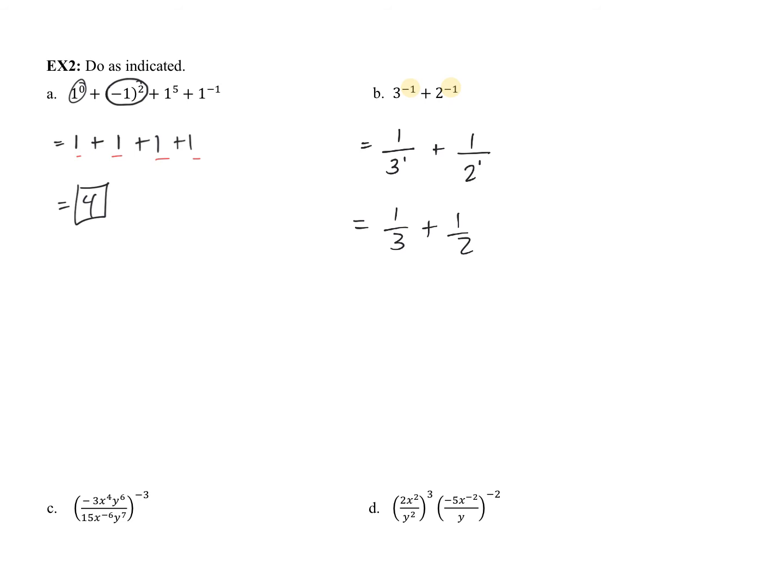How do we add fractions? We need a common denominator. Let's go ahead with 6. So that means I need to multiply the 3 by a 2, and I need to multiply the 2 by 3 to get them both to have a denominator of 6. Let's check. 3 times 2 is 6, yep. 2 times 3 is 6, yep. So then on the top we just have 2 and then 3. And we're left with 5 over 6.